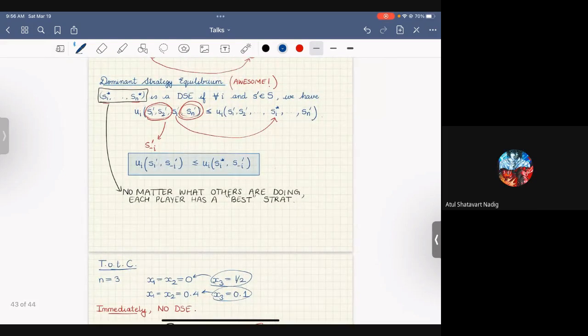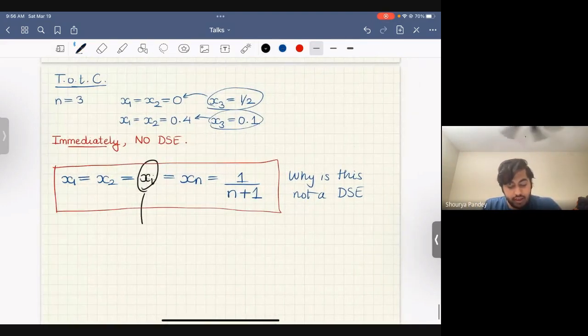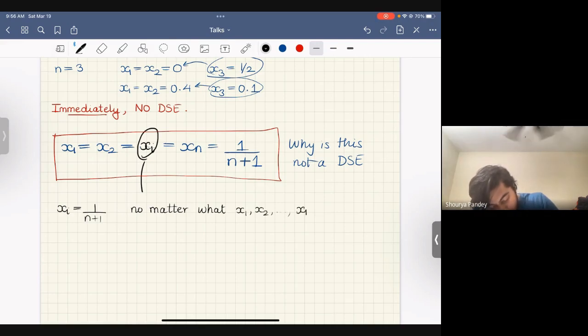But it has to hold for every possibility, right? Not just 1 over n plus 1. Yes, right. So it's not a DSE, because in a DSE, what we said is that this should be the best no matter what x1, x2, up to xn, excluding xi, which is why I want to write x minus i, no matter what x minus i is, right? But that is not true.